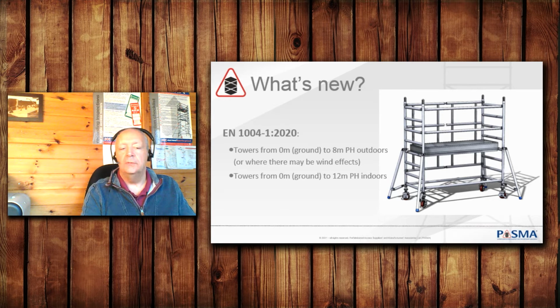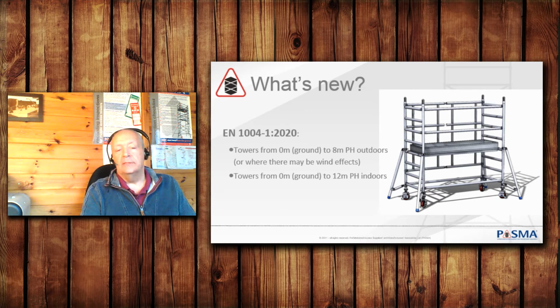So what's new in 1004/2020? Previously, the scope of EN 1004 covered towers from 2.5 metres up to 8 metres outdoors and 12 metres indoors. The maximum upper heights have not changed, but the towers now start at ground level. So what does that mean?